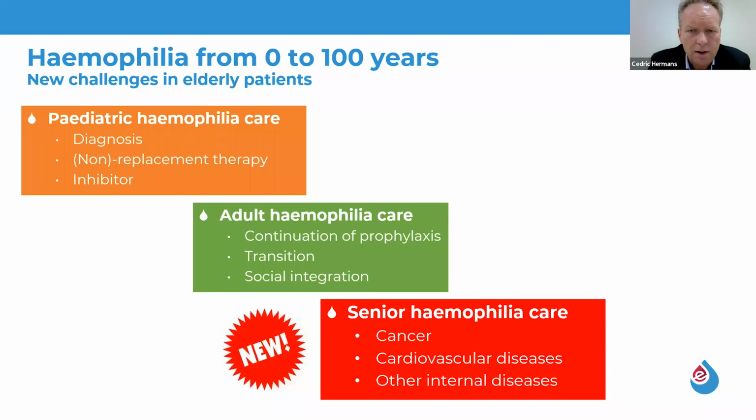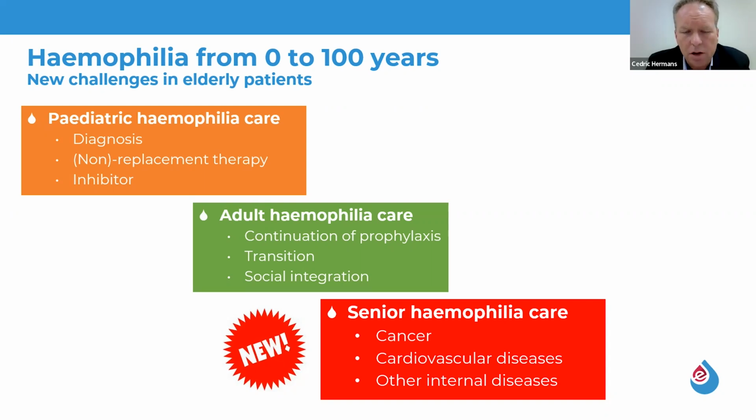As you know, our population of patients with hemophilia is quite heterogeneous today. We have young patients, we have adult patients, but we also have older patients. And it's clear that in each of these groups of patients, we have specific challenges. Regarding the young patient, the pediatric age, diagnosis, initiation of replacement therapy, and inhibitors represent important challenges. And then these patients will move to the adult age with other challenges: continuation of prophylaxis, transition, social integration.